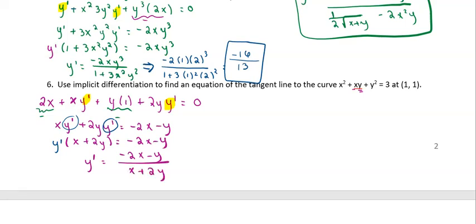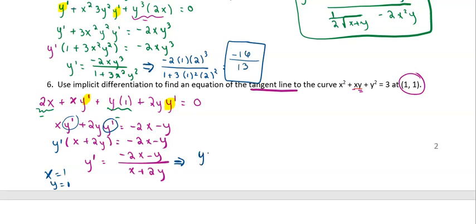Now this one is asking us to find the equation of the tangent line. So that means the derivative is going to give us the slope. We have a point right here. We have 1, 1. So we need to figure out our slope, and we're going to get our slope from our derivative. So we need to substitute in our x values. So we know x equals 1 and we know y equals 1 because that's what we're told from our point.